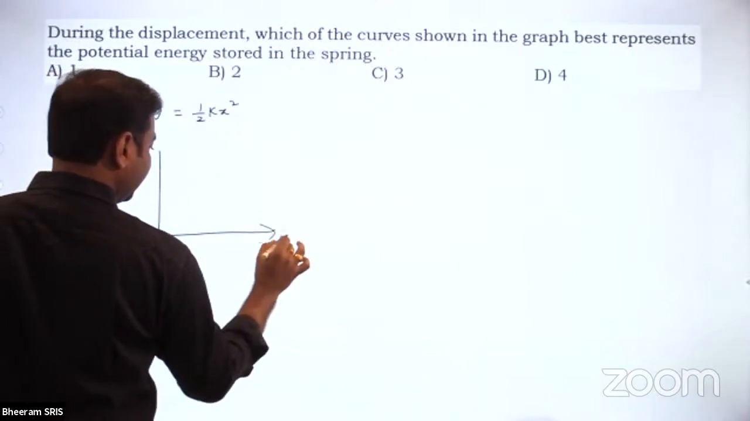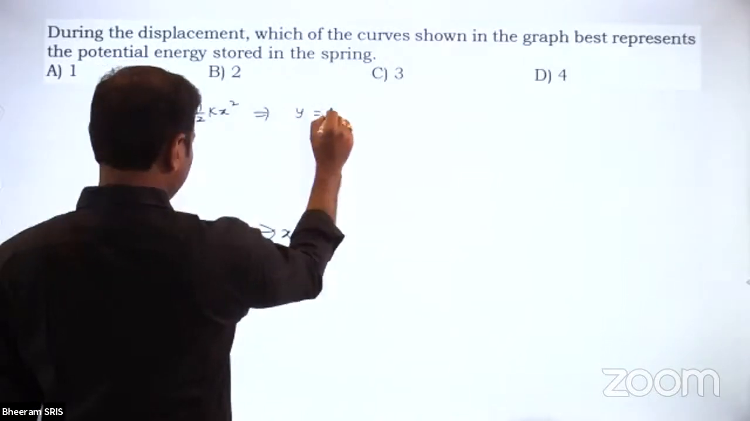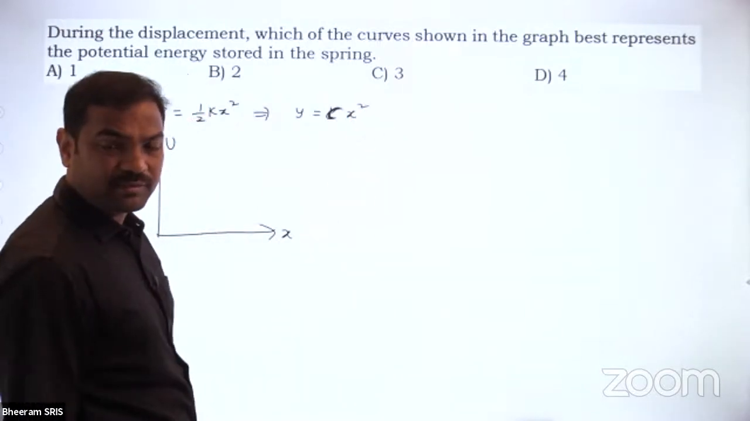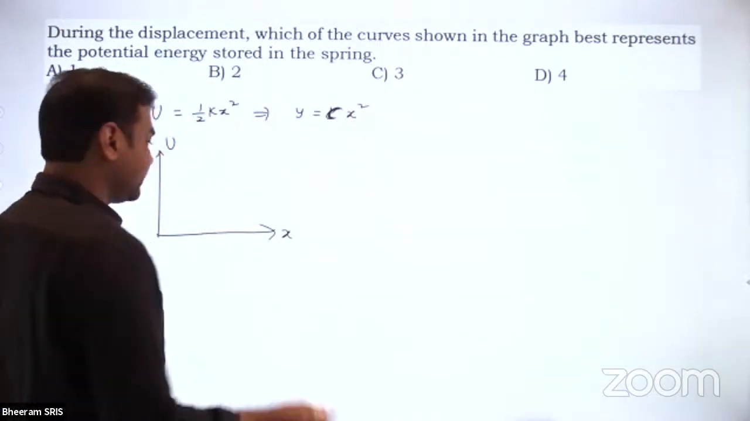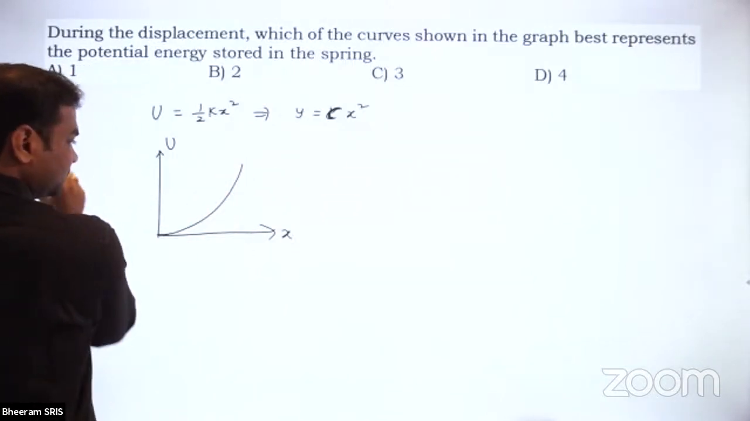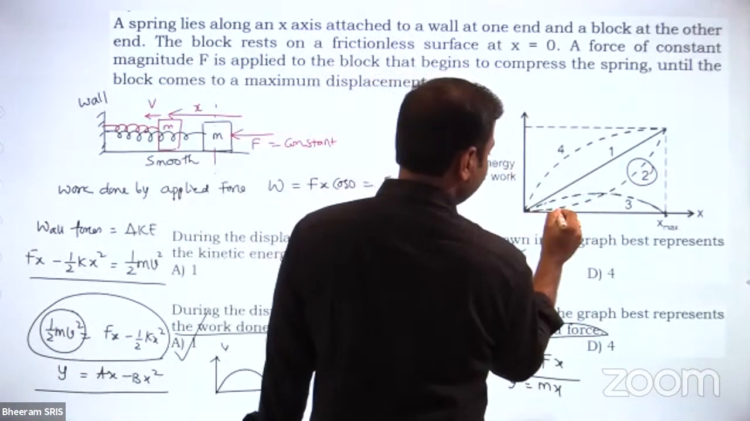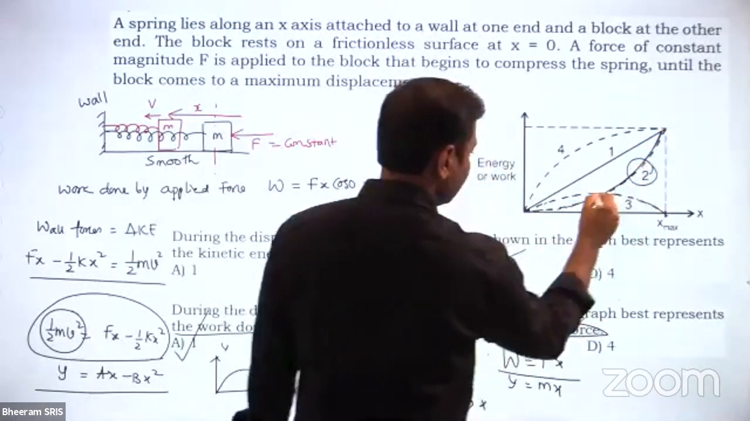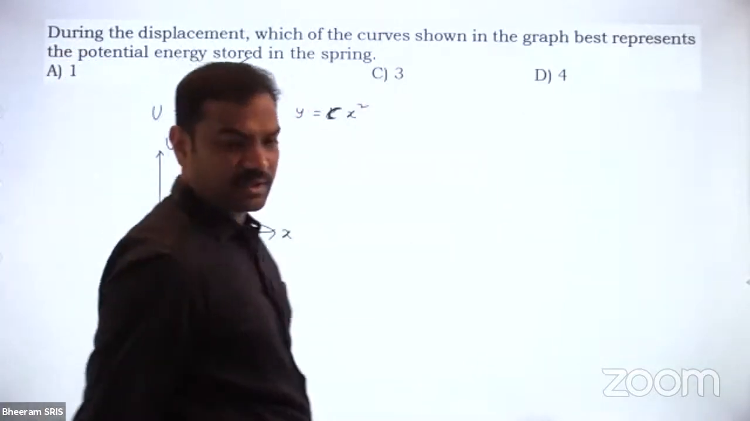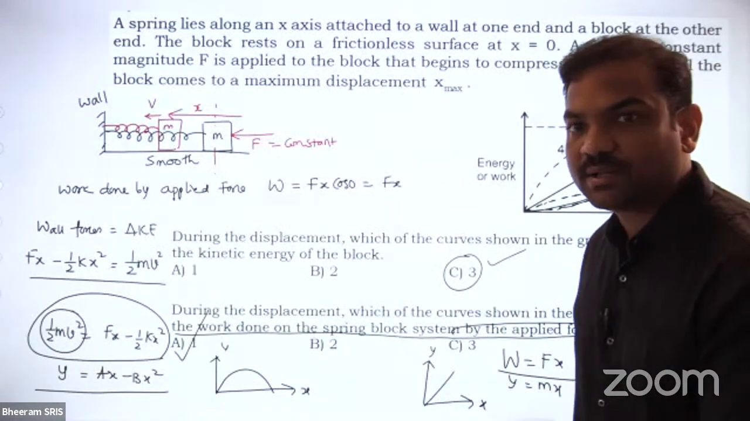Then if you draw the graph between potential energy and x, it is in the form of what? y is equal to some constant into x square. I am writing the constant as c. y is equal to cx square. What is the graph? Parabolic graph. But you have to take the parabola only in the first quadrant, not in the second quadrant. So which graph is representing it? 2. It's a parabolic graph. So 2 is the answer. Nothing else to do. Only one thing: work done by all forces is equal to change in kinetic energy. That you have to write down.